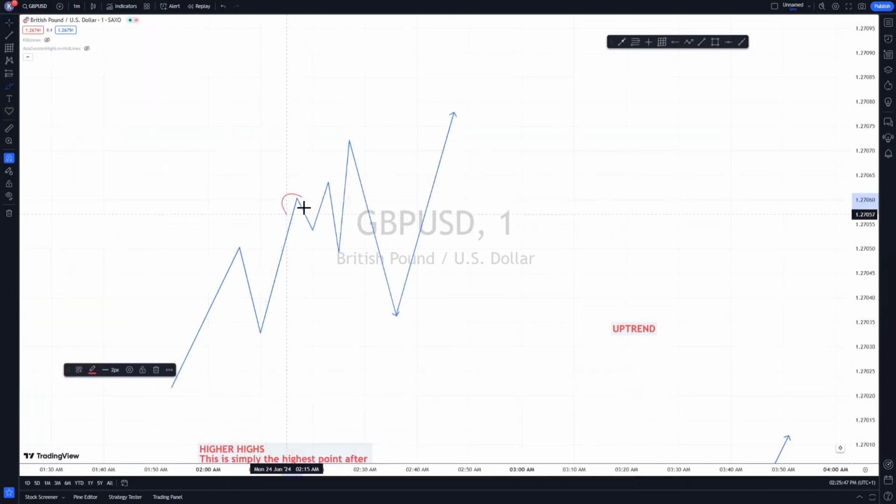If you said this is your higher high, I'm sorry but you were wrong. But if this is your higher high, then you are correct. This is your swing high. A swing high is also synonymous with a higher high. All right, this is your higher high.